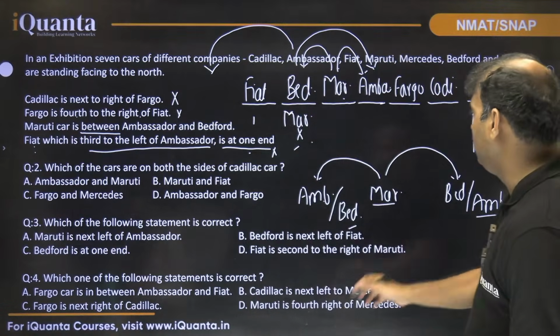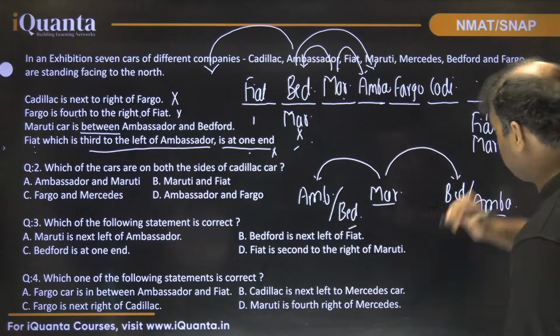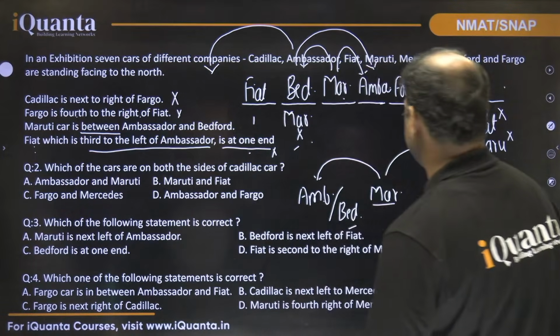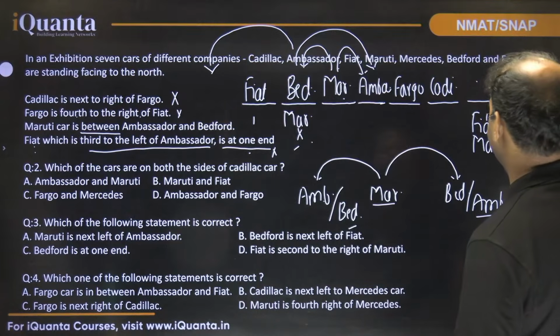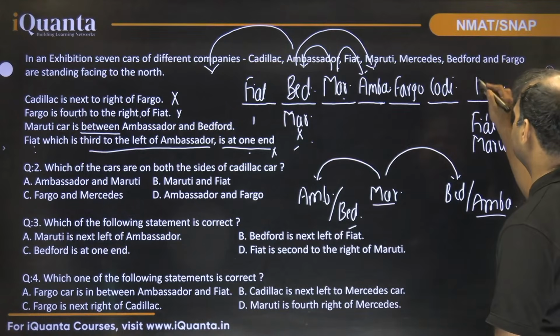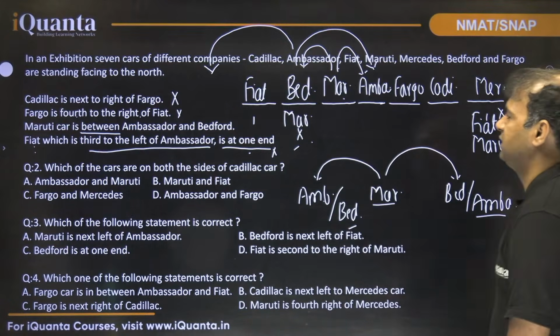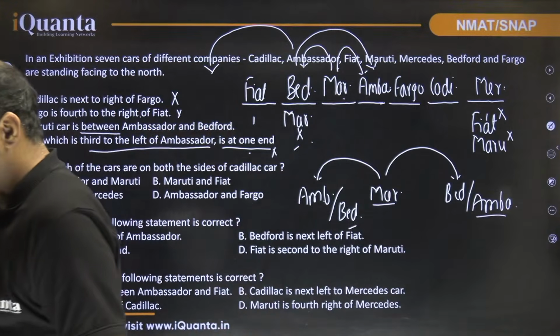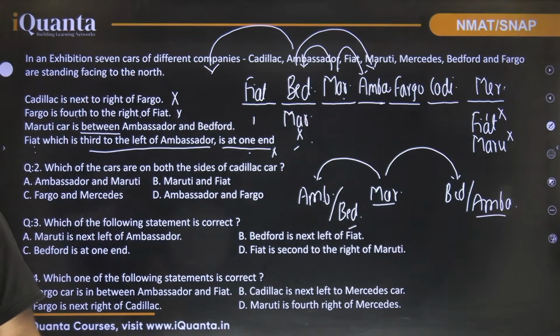Now, everyone, the only place left is this, which should be the place for the only car left. And the only car left is which one? Let me just check that. The only car left is Mercedes, so this should be the place for Mercedes. That's it. So finally we are able to fill in all these cars. We could draw the arrangement of all these cars in this exhibition. I hope this is clear, right?